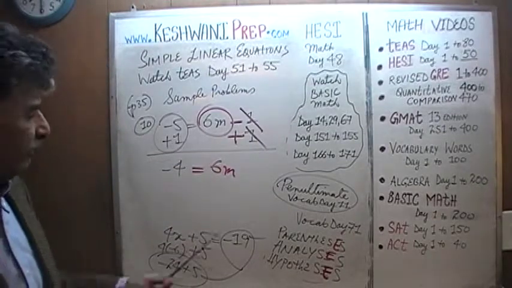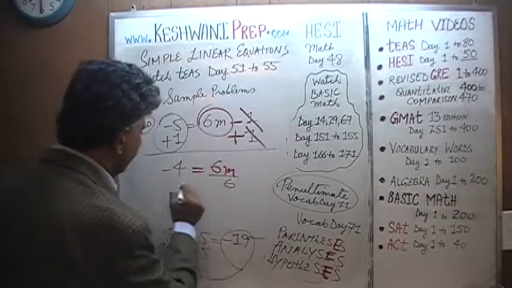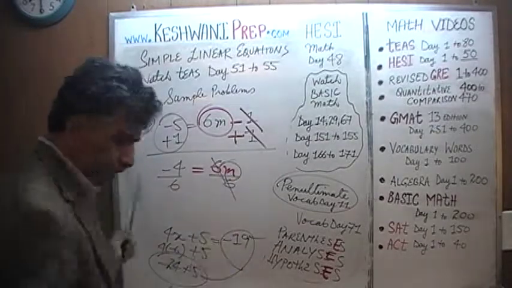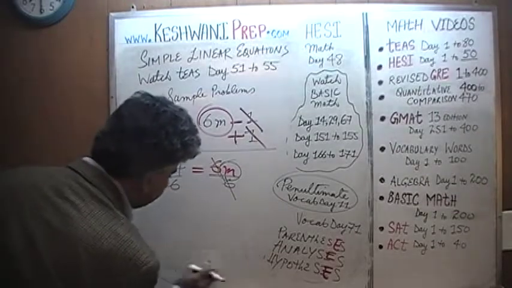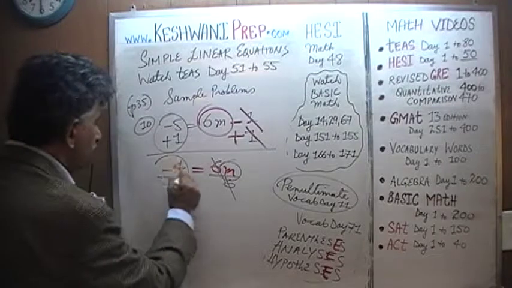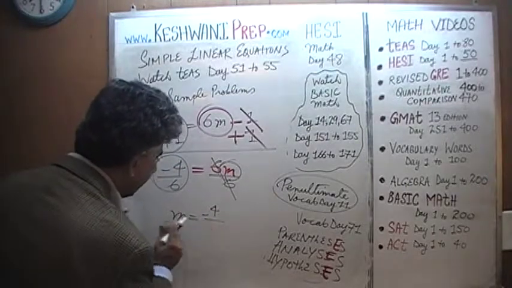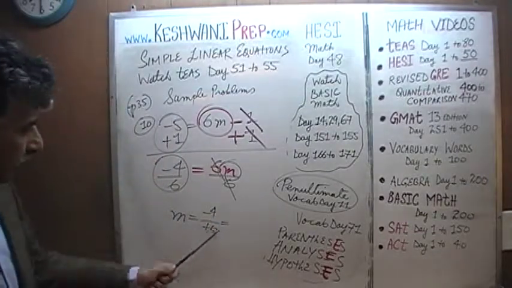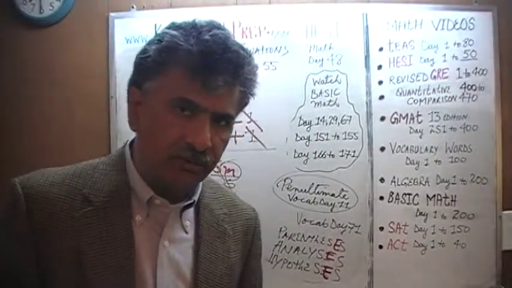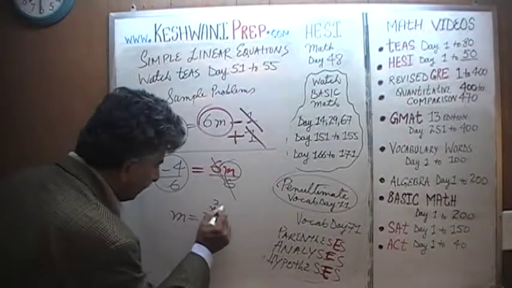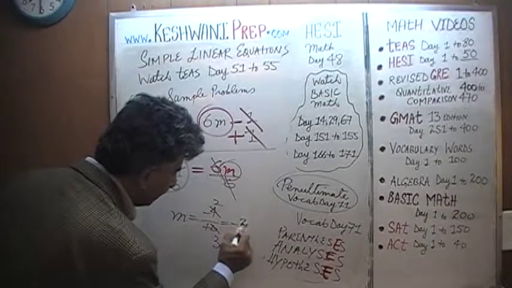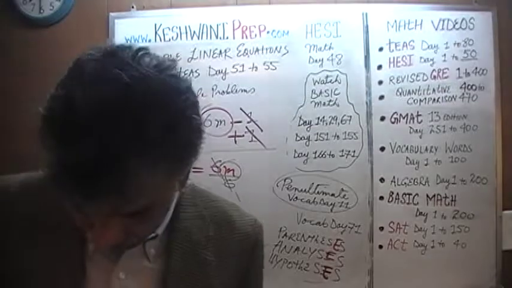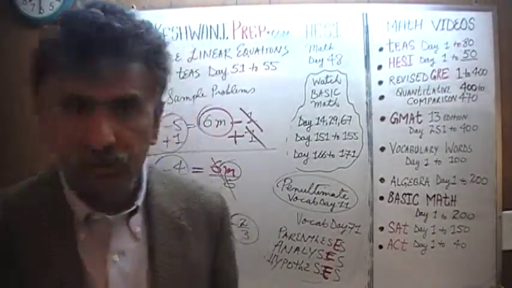We're not interested in the value of 6m, we want the value of m. Let's divide both sides by 6. If you divide both sides by 6, 6 is going to drop out from here, and m would have to equal negative 4 over positive 6. 4 and a 6 have a common factor of 2. We can reduce it. If you divide top and bottom by 2, 4 divided by 2 is 2, 6 divided by 2 is 3. So we end up with negative 2/3. M equals negative 2/3. Now we need to go back and verify it, make sure it actually makes sense.